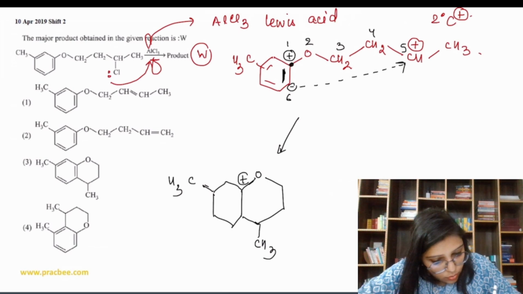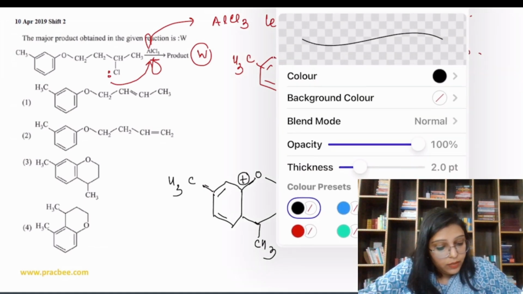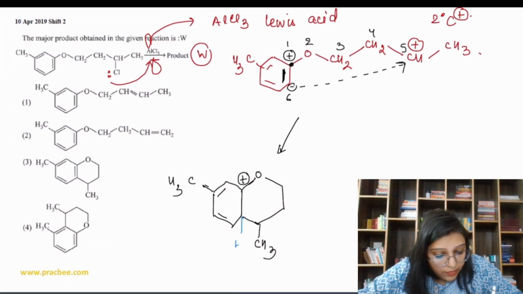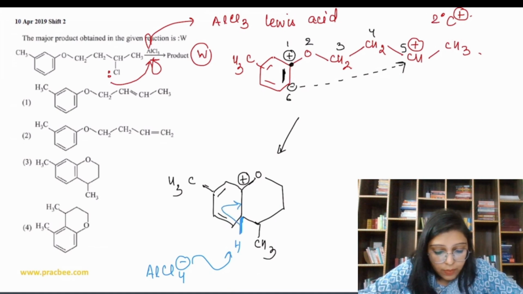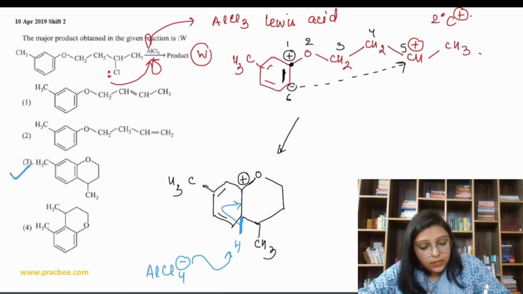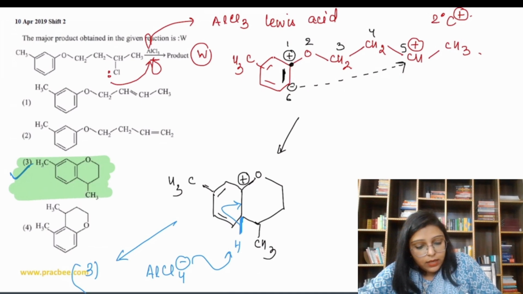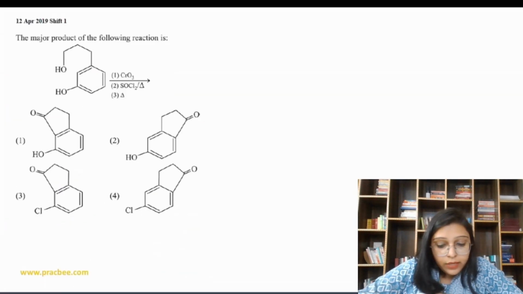The new positive charge is over here and this is going to be the next product. Now the positive charge is there, and here we have hydrogen, so AlCl4 minus takes this hydrogen and the electrons of this bond shift over here. When this happens, we get option number 3 as the answer. Clear? Okay. Now moving on to the next question.